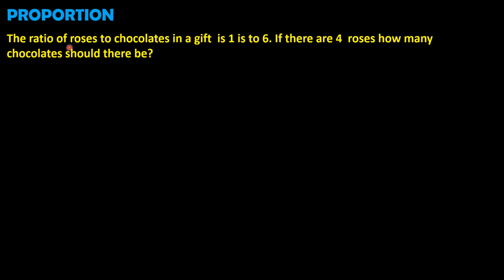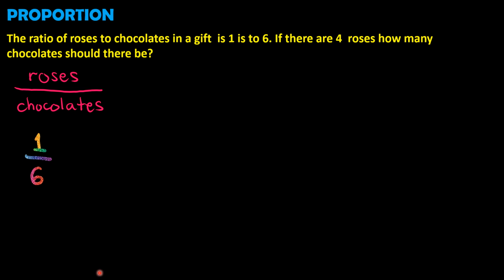So the given ratio here is roses to chocolates. So we're going to follow the ratio of roses to chocolates. And it says here 1 is to 6. What does 1 is to 6 mean? It means 1 rose to 6 chocolates. So that is the given ratio.